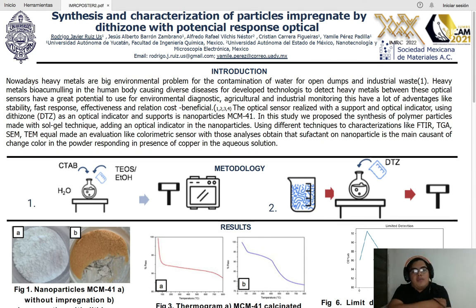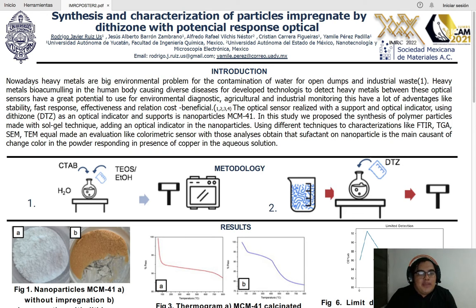and I will start the introduction. Nowadays, heavy metals are a big environmental problem for the contamination of water from open dumps and industrial waste. Heavy metals bioaccumulate in the human body. The human body doesn't have a way to eliminate the heavy metals. This presents diverse diseases, so technologies were developed to detect heavy metals.